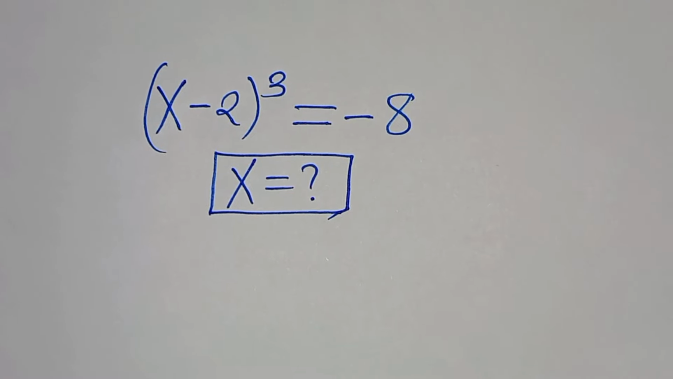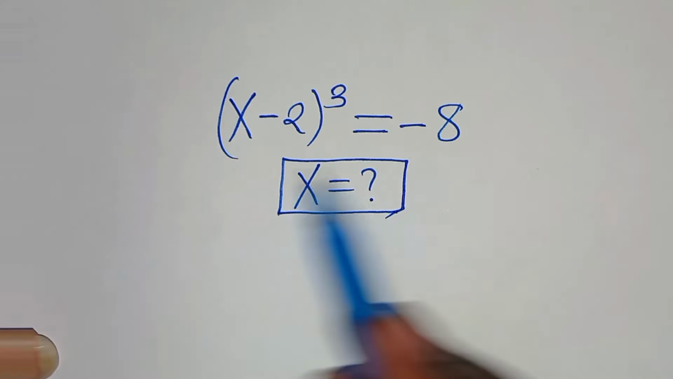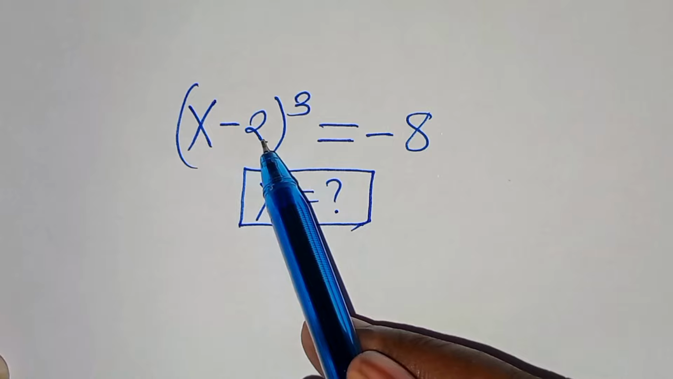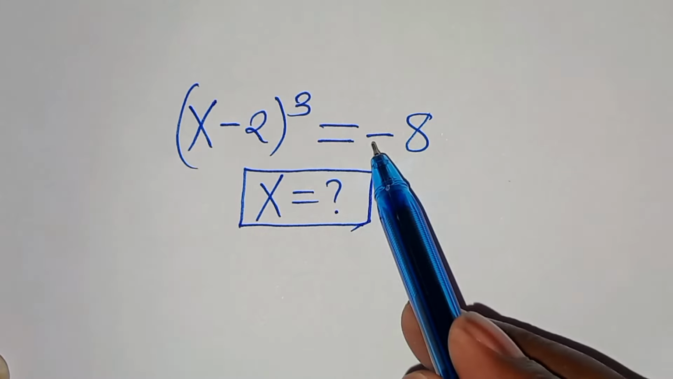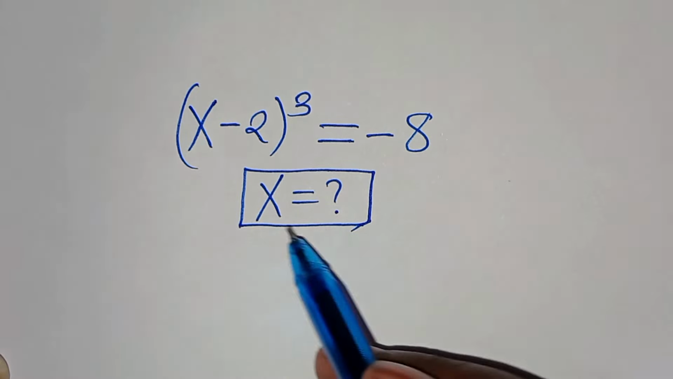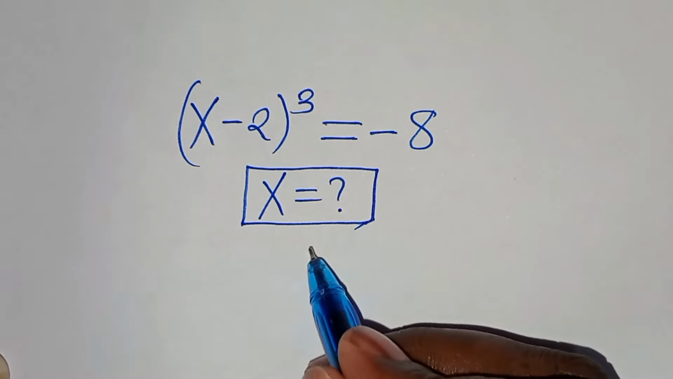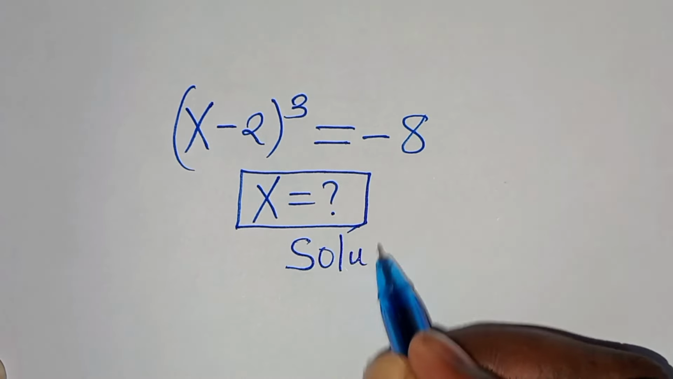Hello everyone, you're welcome to solve this nice algebra problem, which is (x - 2)^3 = -8. So what is the value of x? Now let's provide a solution from here.